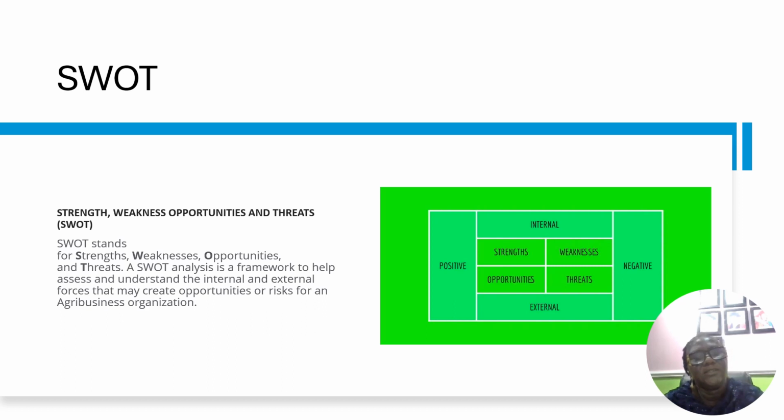SWOT analysis is a tool that is used for marketing decisions. SWOT means strengths, weaknesses, opportunities, and threats. The SWOT is a framework that helps one to understand the internal and external forces that may create opportunities or risks for an agribusiness organization.